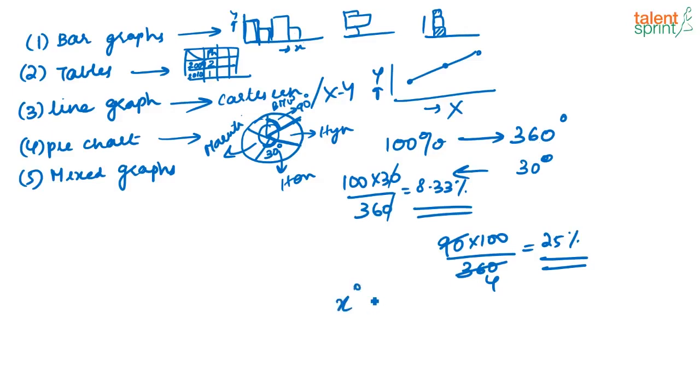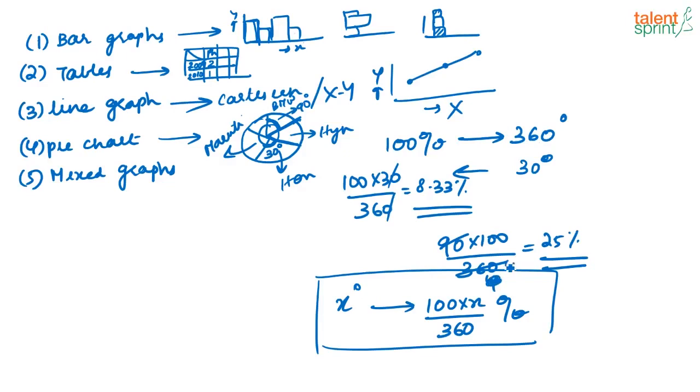So if I have x degrees, that in terms of percentage is nothing but 100 into x by 360. So this much percentage it will constitute. So just keep this in mind. Many times when it comes to pie chart, this calculation will become useful.